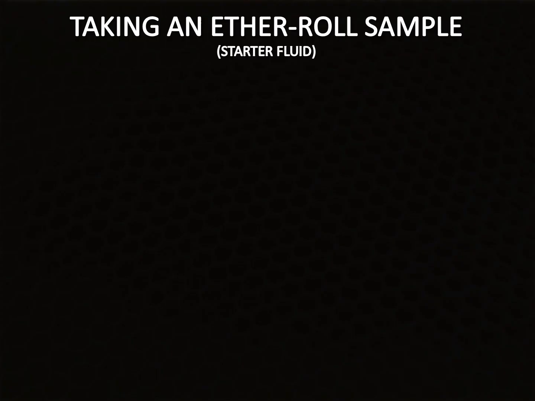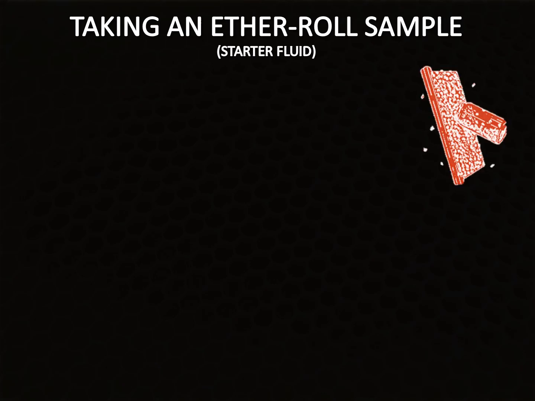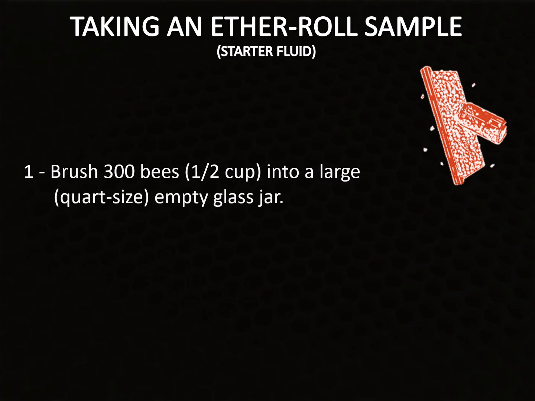So taking an ether roll is also very similar to that. You just capture 300 bees in a jar. Make sure there's no queens in there because the ether is going to kill them also. Ether is a similar stuff to starter fluid. Just use starter fluid, it's fine.